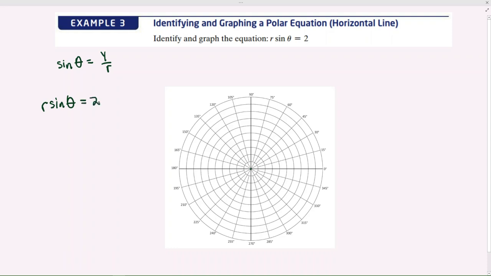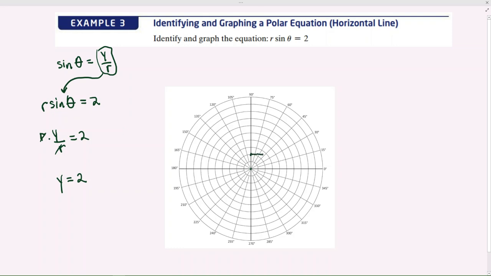Now this says that r times the sine of theta is equal to 2. So I'm going to go ahead and substitute this piece, since that's the sine of theta. We have r times y over r equals 2. So the radius divides out, and we're left with y equals 2. And so that's a horizontal line 2 units above the polar axis, or the x-axis.